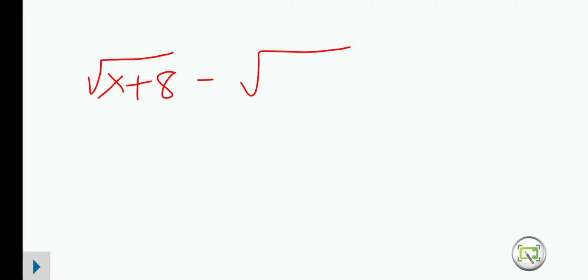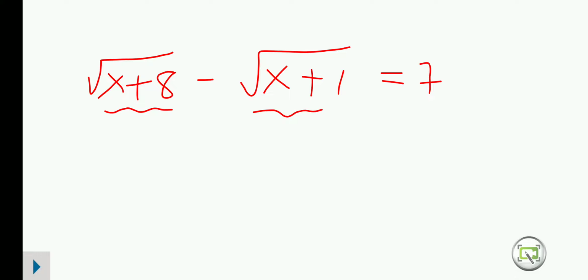The problem is root x plus 8 minus root x plus 1 is equals to 7. The problem in this sum is root is available in these terms. So how to remove this?